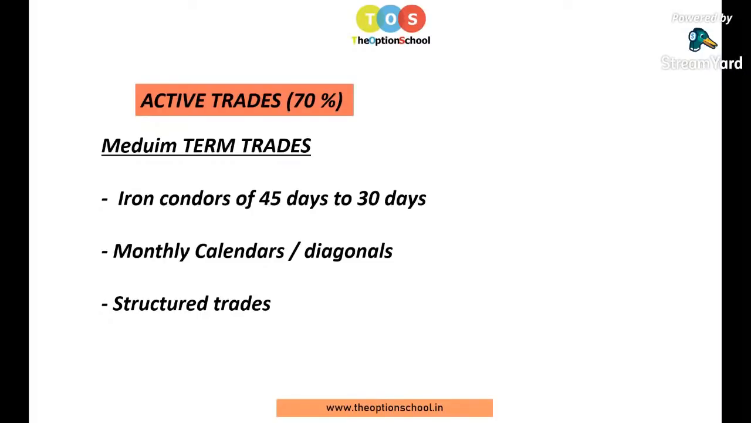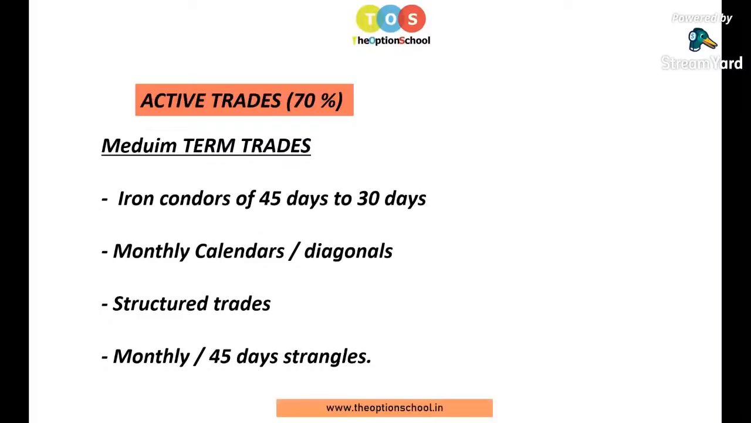It's not necessary that okay, you will be sitting in the trade for 45 days. You can create the trade 45 days before expiry, and maybe you can close the trade even 20 days before expiry, right? So these are the medium term trades which we use, and then monthly or maybe 45 days strangles also we use. Strangles basically means short strangles. So these are the four kinds of trade.